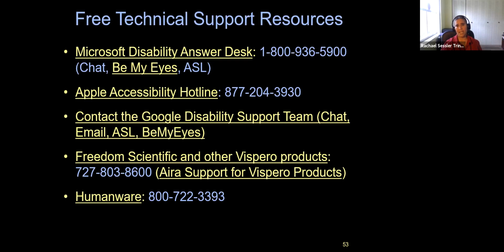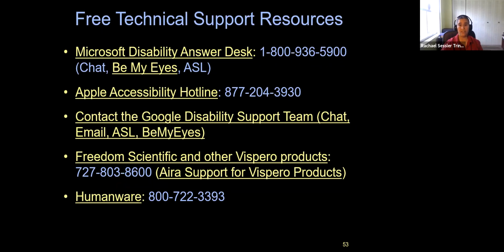Then there's a link here for Apple Accessibility Hotline, and there's different ways to contact them as well, but the number is 877-204-3930. And then I have a link here for Google Disability Support Team. You could chat, email, they have ASL options, and also options to communicate with them through Be My Eyes, which is great when you have those features, because you have a camera and they can see what you're doing.